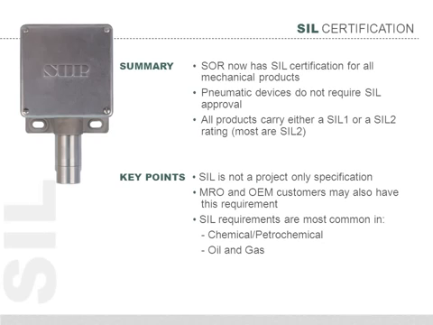So in short, SOR has completed the necessary steps to get SIL ratings for all of our mechanical products. The one exception to this is the pneumatic operated devices, which don't actually require any SIL approval. Most of our products carry a SIL 2 rating, but a few were only able to achieve a SIL 1 rating, and we're going to go into that in just a little bit. But suffice it to say, probably 99% of our products were rated to a SIL 2 rating.